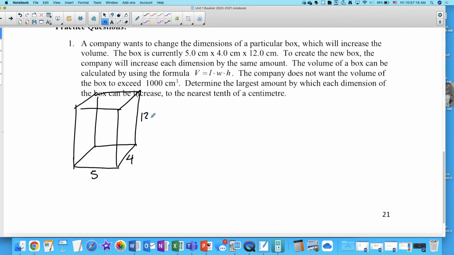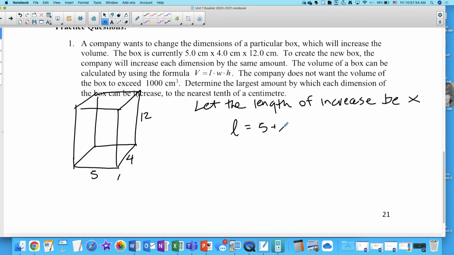Let the length of the increase be x. Okay. Well, currently, the length is 5. If I increase that by x, what's the new length going to be? Right. 5 plus x or x plus 5? What will the new width be? 4 plus x. And what will the new height be? Right.